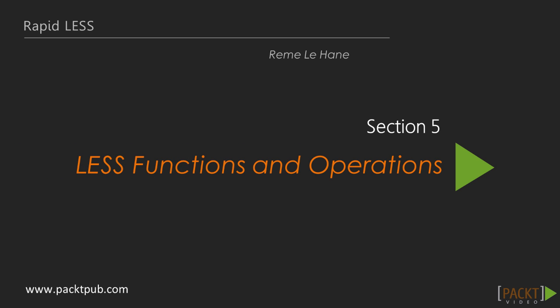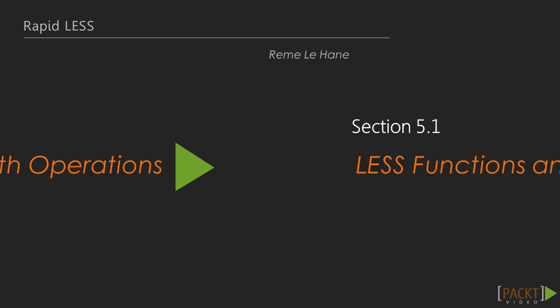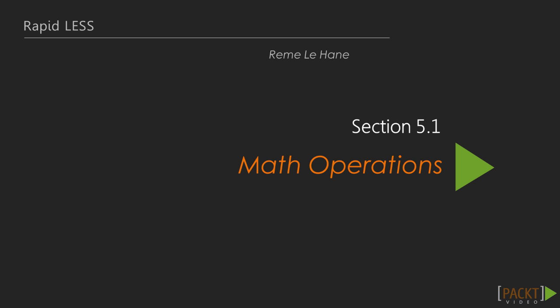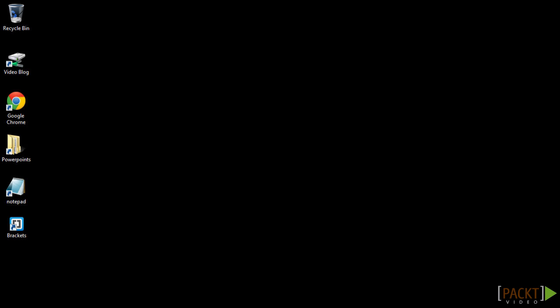Welcome to our fifth section in the course, Rapid Less. In the previous section, we covered nesting rules within Less and how it can enhance and clean up a style sheet. In this chapter, Math Operations, we are going to take a look at some ways to dynamically update your CSS with math operations as well as some of Less's own built-in functions. In this video, we will begin with the basics of math operations, where we will be updating some unit values.